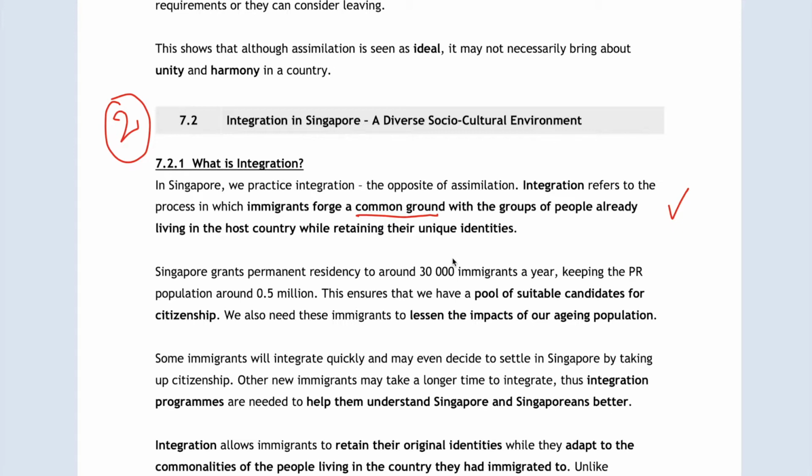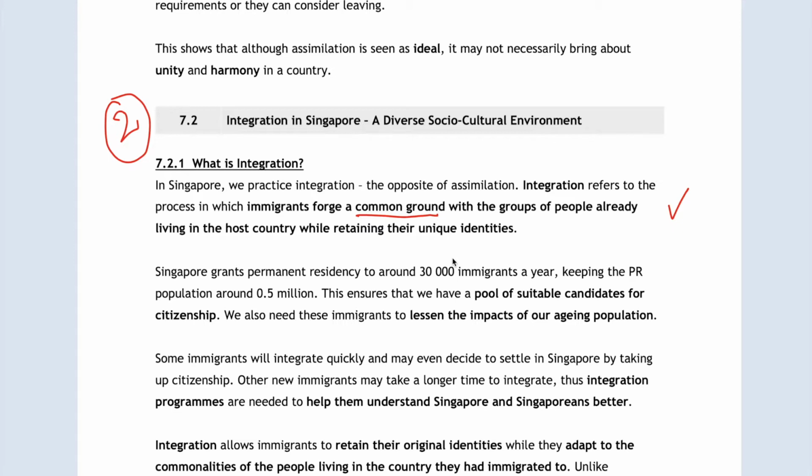So in an integration system, the foreigners or immigrants that come to Singapore, or some other place that practices integration, get to keep their original identity. But the point is they must still make certain sacrifices, certain decisions that will allow them to live harmoniously with the people of Singapore when they are already here.